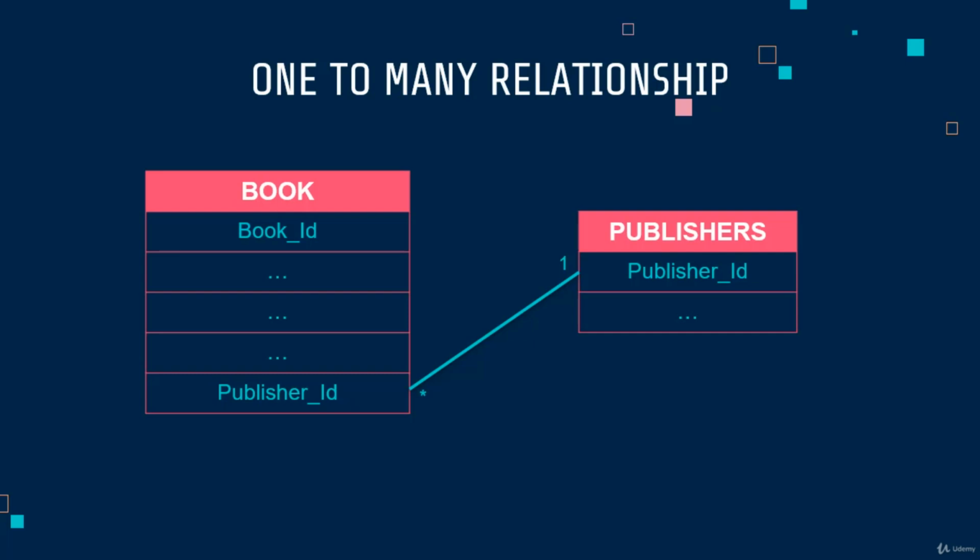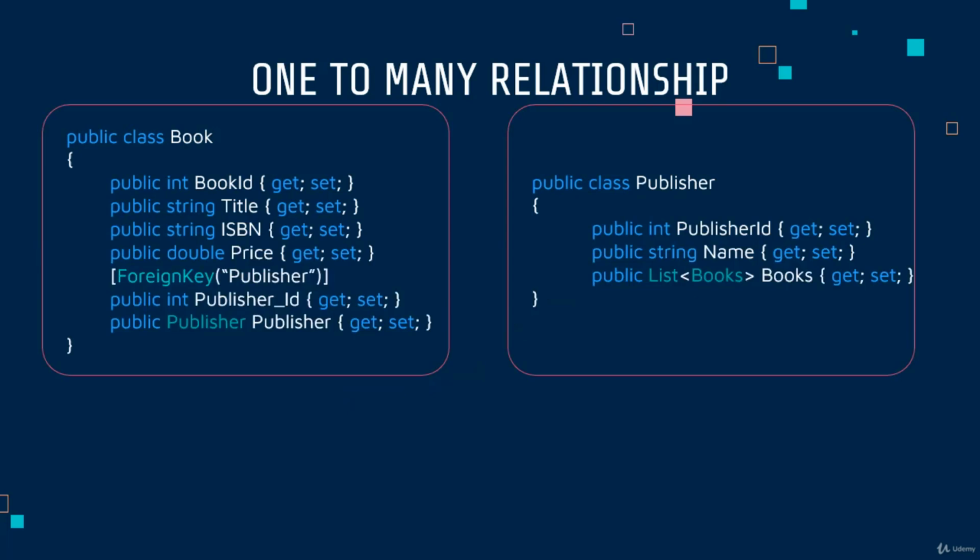How will we do this using our data annotation? So for that, on the book side, we will have one publisher and we need a navigation property which will be publisher underscore ID. We'll use the foreign key data annotation, but the difference here is it's one to many. So on the publisher side, where we had a single book, now we will have a list of books because one publisher can have many books that are published. Let's establish this in the code and see how things work.